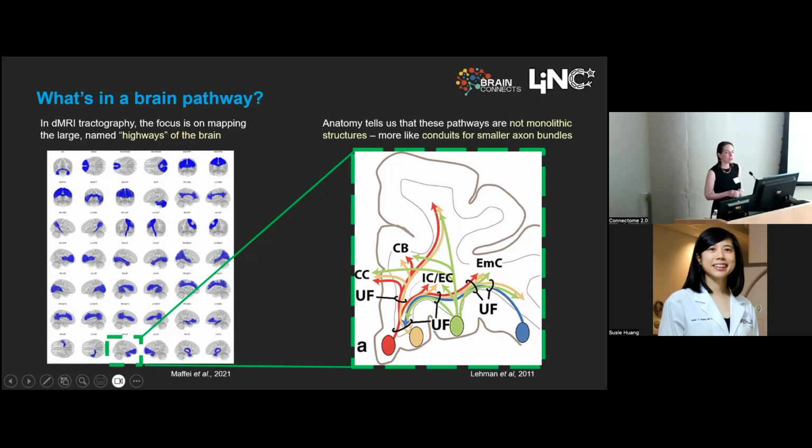So that's where anatomy and histology come in to evaluate the MRI, to go beyond the highways down to this more complicated picture. And why it's important to have this more complicated picture is because if you find a difference in the microstructure of a pathway somewhere along the pathway, it could actually mean that there are many different connections that could be affected. And so it's important to have this more detailed dissection of the large highways.